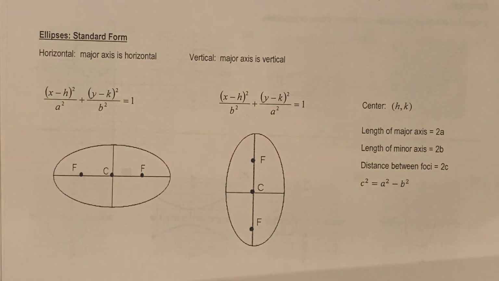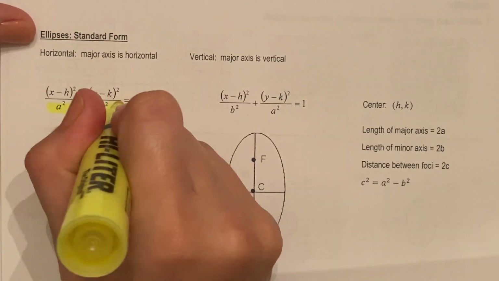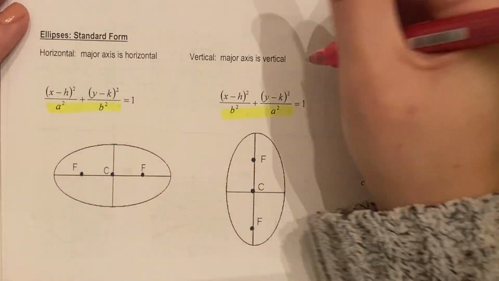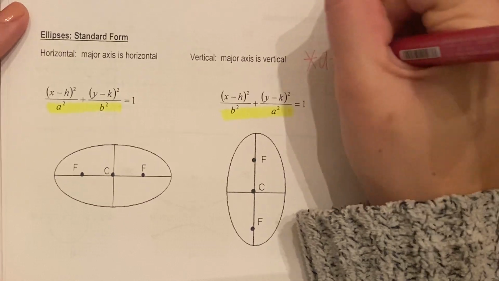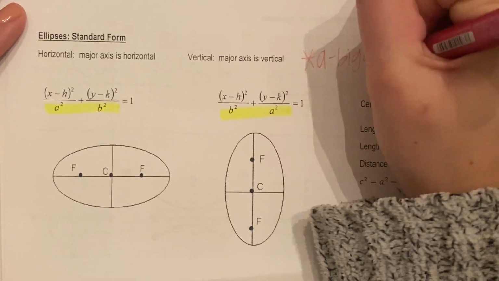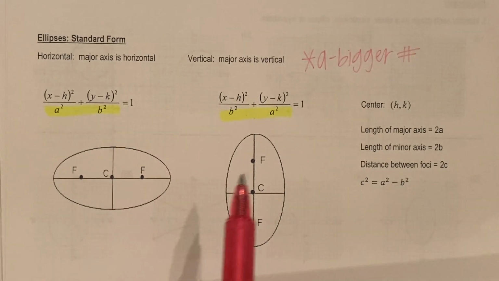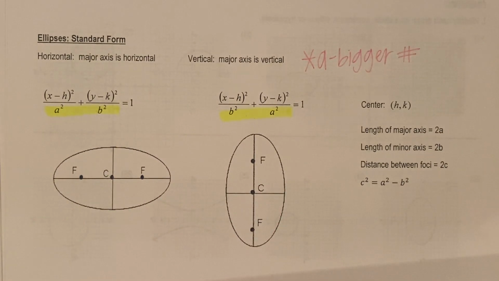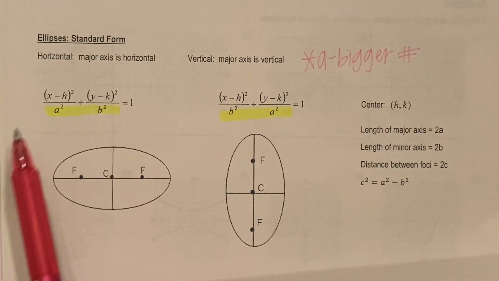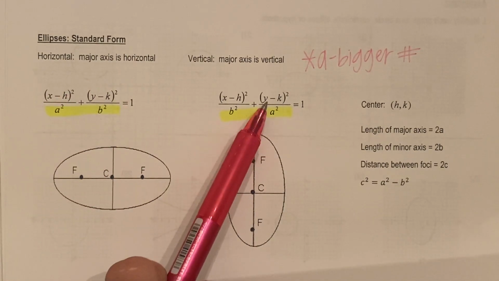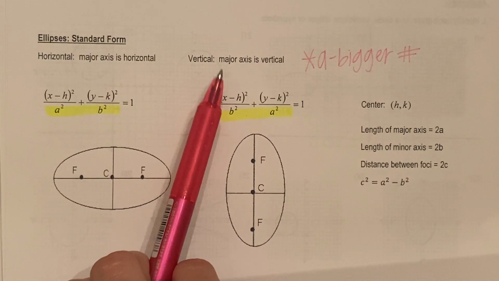The difference between the equations, though, is the denominator. If you'll notice, A and B switch spots. This is because A is always the bigger number. So depending on where A is, tells us whether it's vertical or horizontal. So if A, the bigger number, is under X, it's horizontal. If the bigger number is under Y, it's vertical.